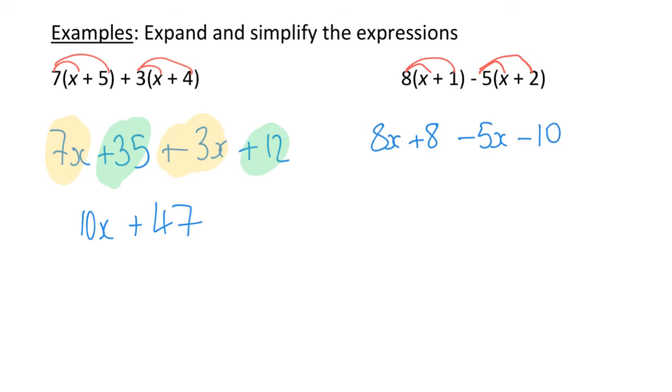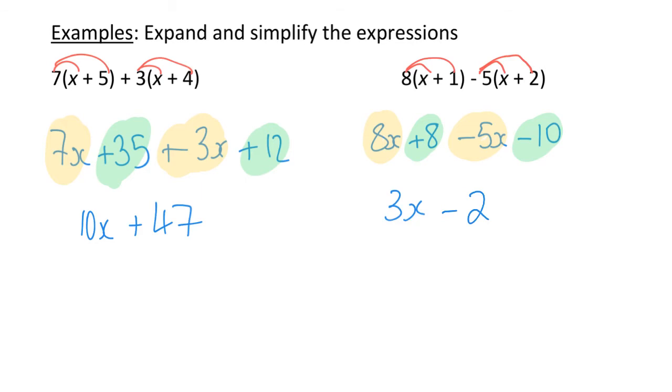We need to collect our like terms. So we've got an 8x minus a 5x. 8 take away 5 is 3x. And then we've got positive 8 take away 10. 8 take away 10 is, of course, negative 2. So we get 3x minus 2.